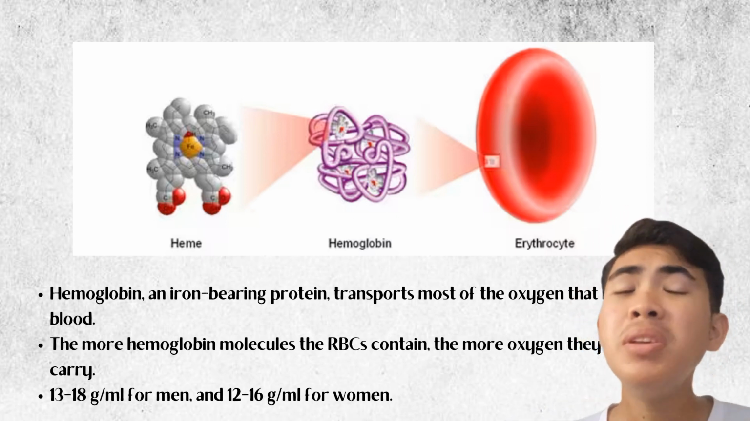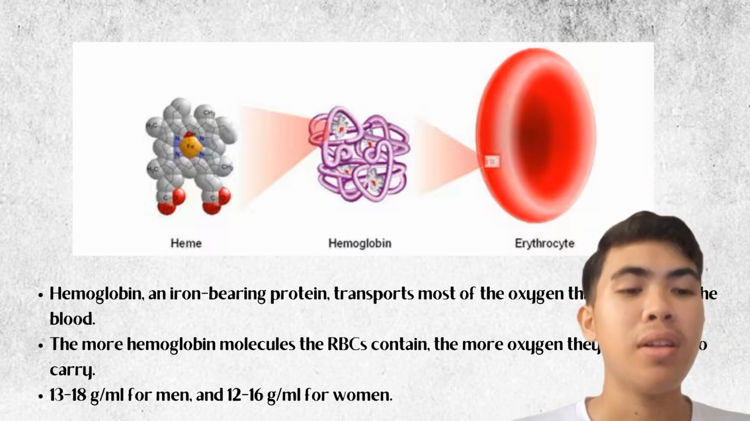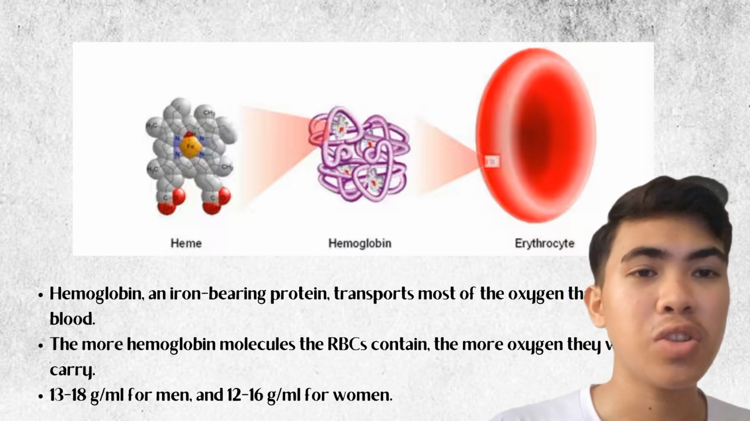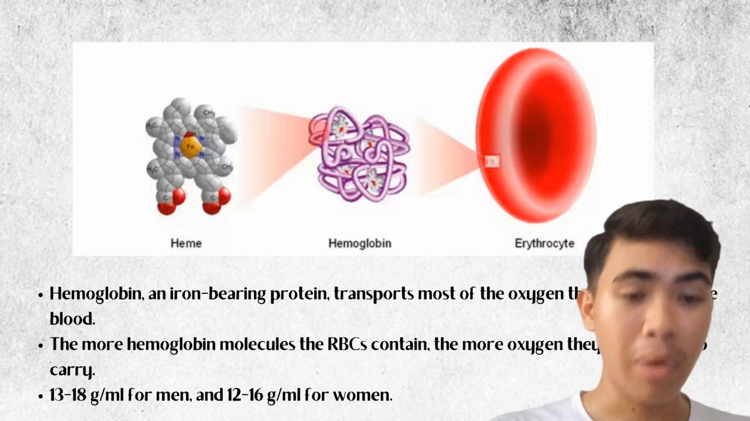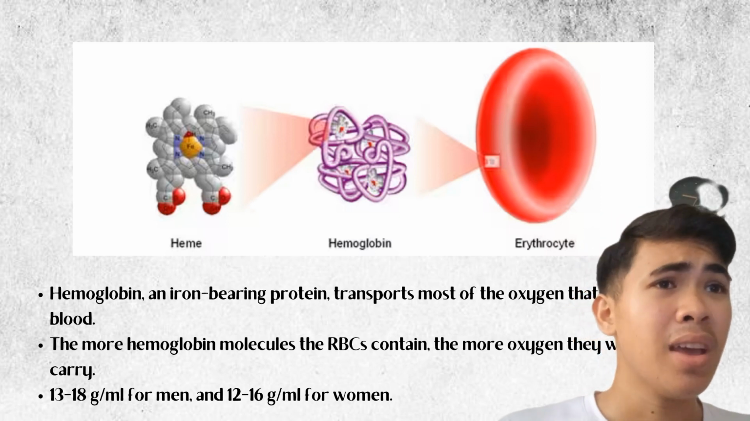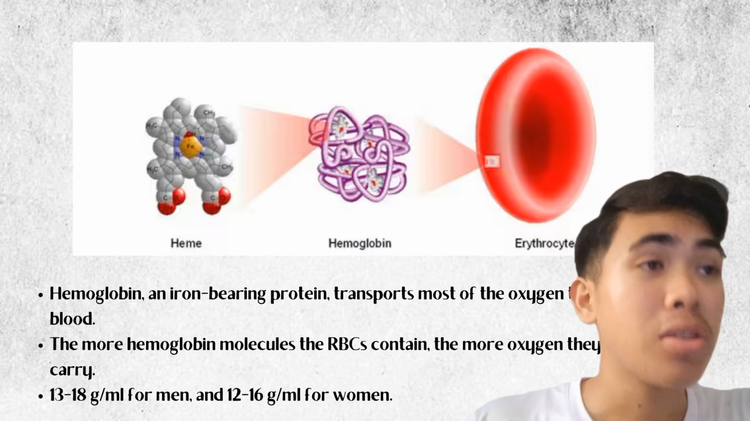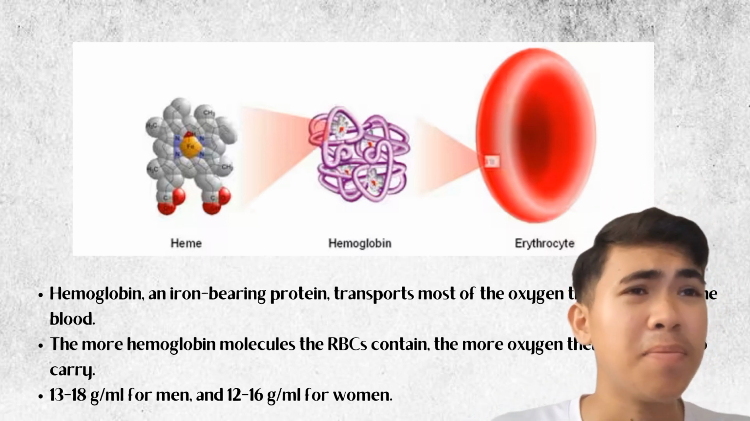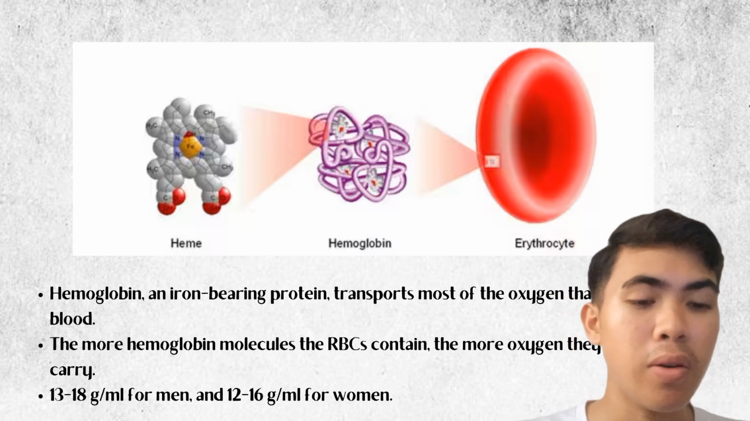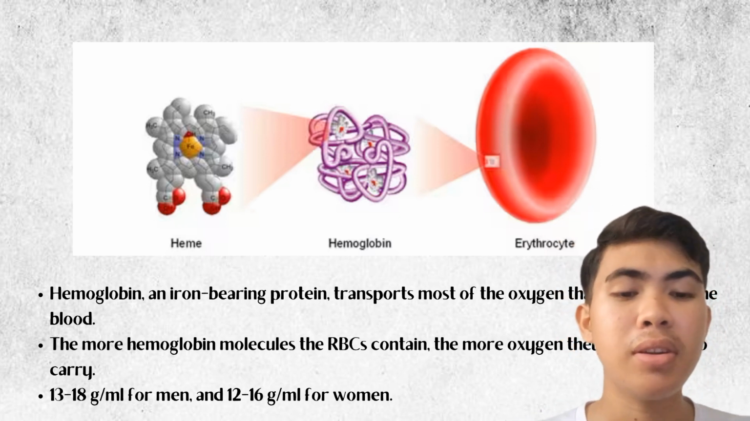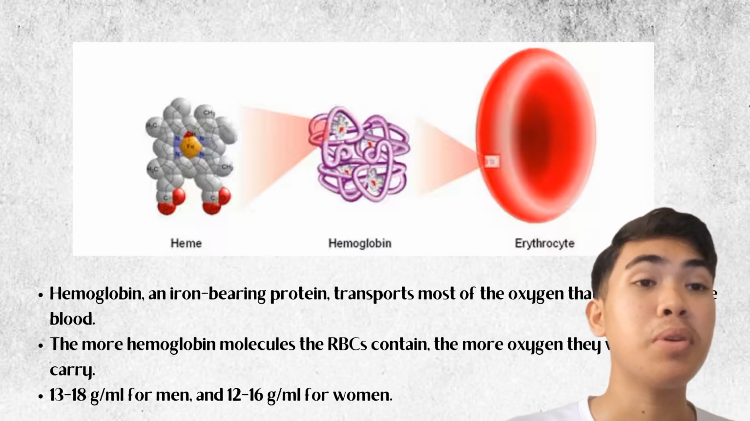Now, the number of RBCs is important, but to know how well erythrocytes are functioning throughout your body and blood, what matters is the amount of hemoglobin in the bloodstream. The more hemoglobin molecules in the RBC, the more oxygen they are able to carry. Normal blood contains about 12 to 18 grams of hemoglobin per 100 milliliters of blood, and hemoglobin is also expressed in grams per deciliter.